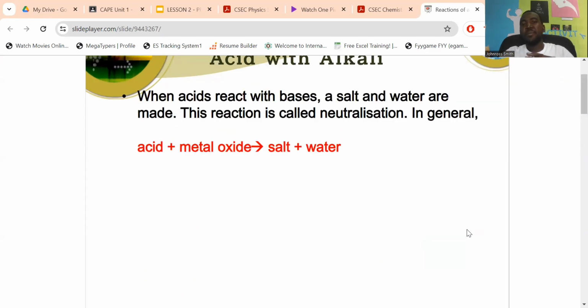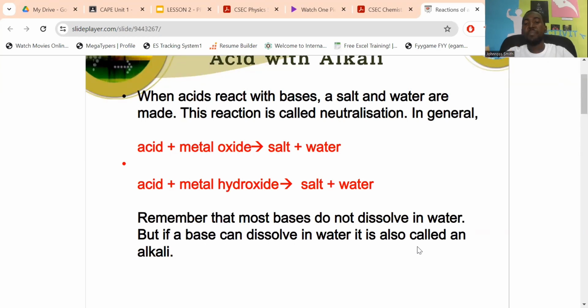Now, the next reaction is between acids and alkalis, or acids and bases. All right, so in this case, it's an acid reacting with a metal oxide. And in that case, it produces a salt and also water. So the metal, again, from the metal oxide, will displace the hydrogen to create the salt, and then the hydrogen will combine with the oxide that remains to give you the water.